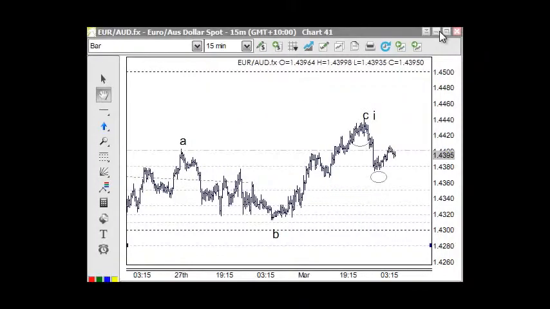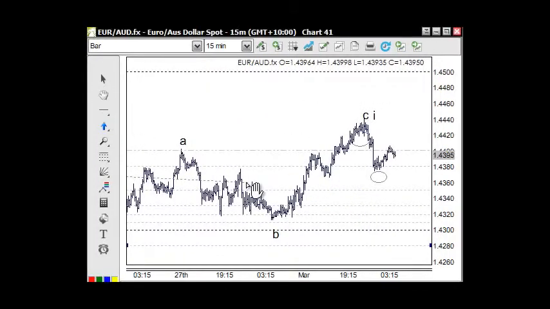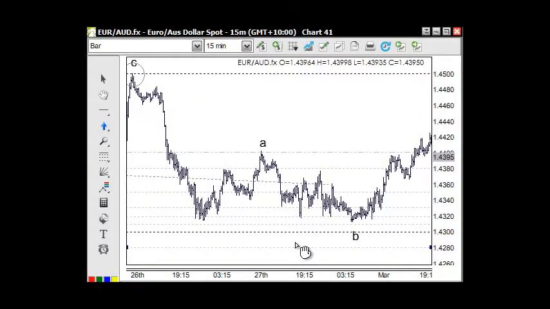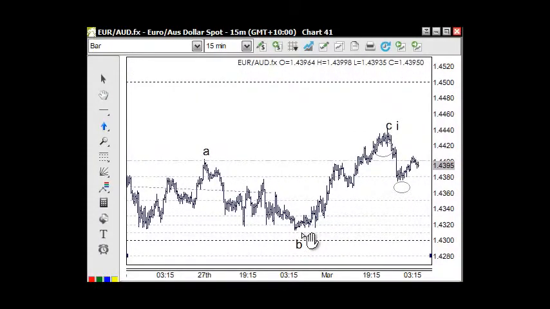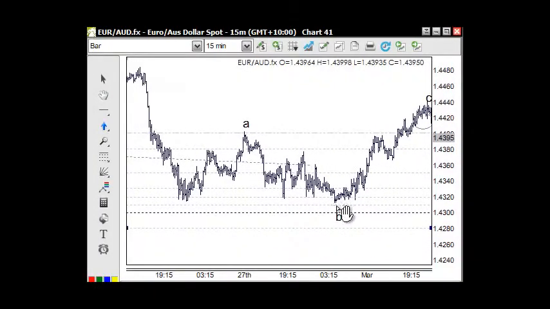Let's go in here a little bit further. Now, this little move here going from this, I mean, this is the actual low here, okay?